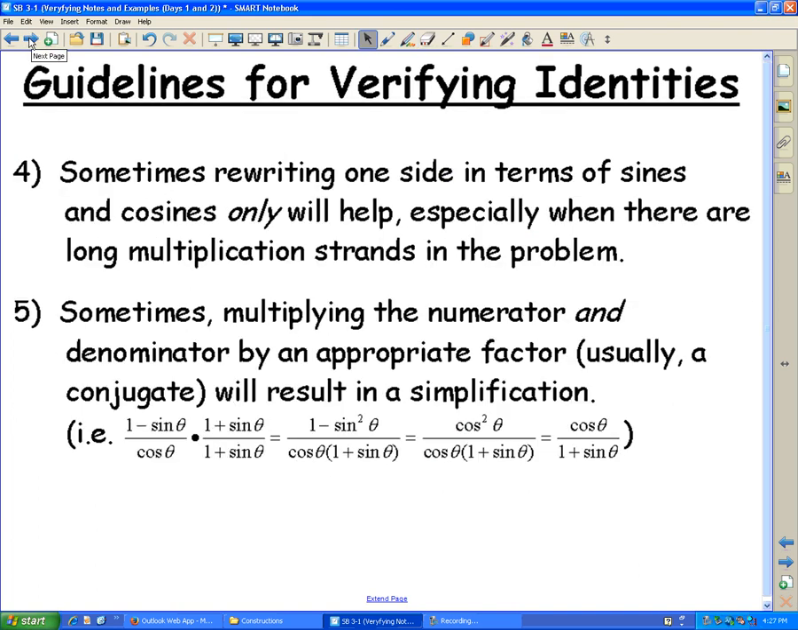Number 4, sometimes rewriting one side in terms of sines and cosines only will help, especially where there are long strands of multiplication in the problem.